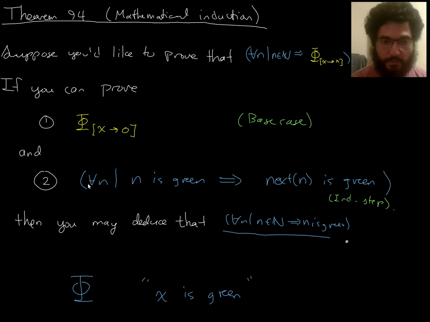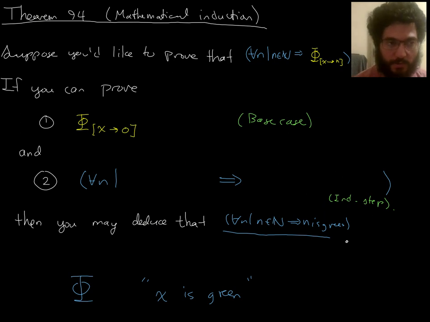And then here, what we need to prove is for all n, if the property phi holds for n, then it holds for next n. So, before I erase these, look at what they are. This says n is green, this says next n is green. So this one will be phi with the x replaced by n, and this one phi with the x replaced by next n.